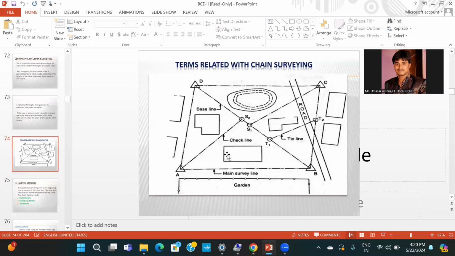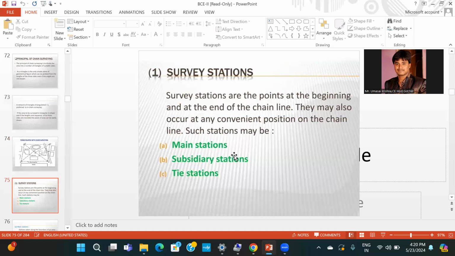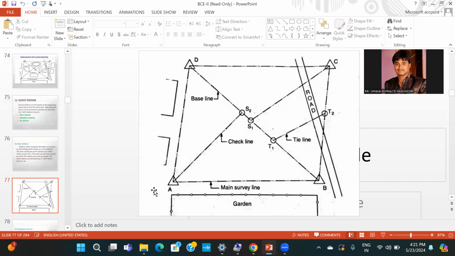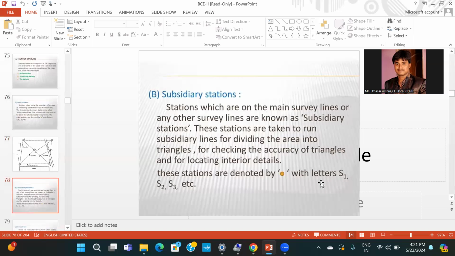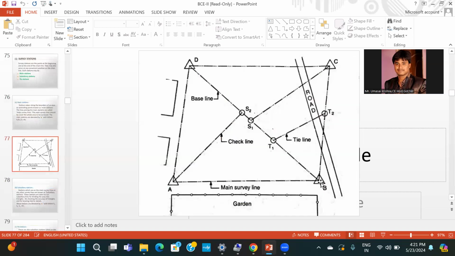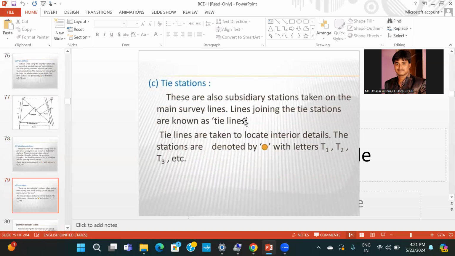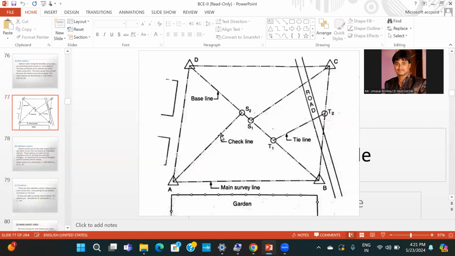The points here are the main survey stations, subsidiary stations, and tie stations. Main stations, as we have seen, are A, B, C, D in the diagram. The lines passing through the main stations are known as main survey lines. Subsidiary stations are on the baselines, connected from the apex of the triangle. And the tie stations are the subsidiary stations taken on the main survey lines. Lines joining the tie stations are known as tie lines. So T1, T2 represent the tie lines.